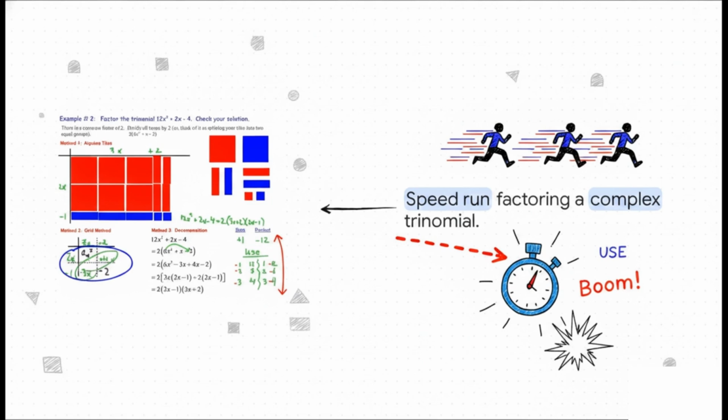Step 4, split the middle term into 4x minus 3x and group them. Pull 2x from the first pair, pull -1 from the second pair. We get identical 3x plus 2 binomials. Step 5, write it out. Final answer is 2 times (2x minus 1) times (3x plus 2). Boom, stop the clock. Perfectly executed.